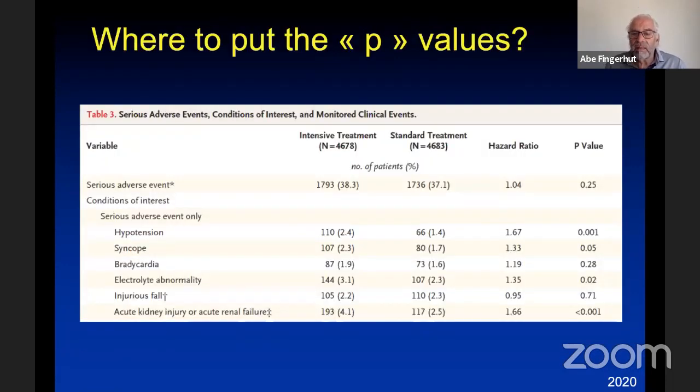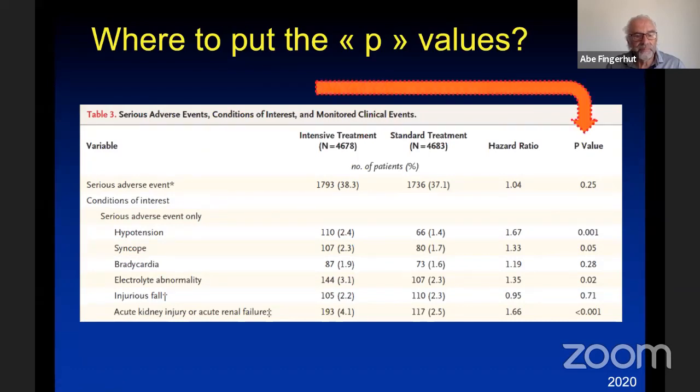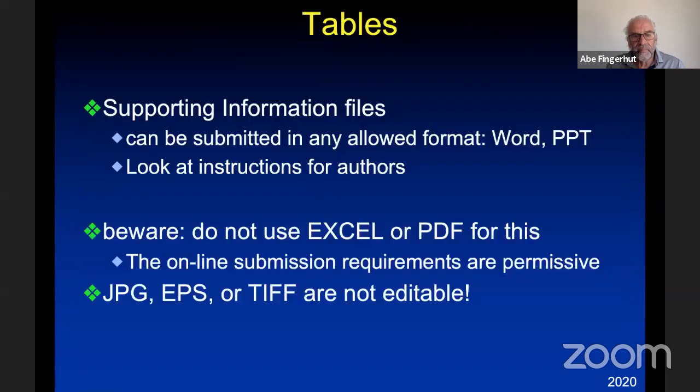P-values should be in the last column, typically. If there's too much information, if there are too many tables, you can use what we call supporting information files. Look at the instructions for authors to find out if it's possible and indicate that in what we call the cover letter. If we have time, I'll go to the, oh, we don't have any time.